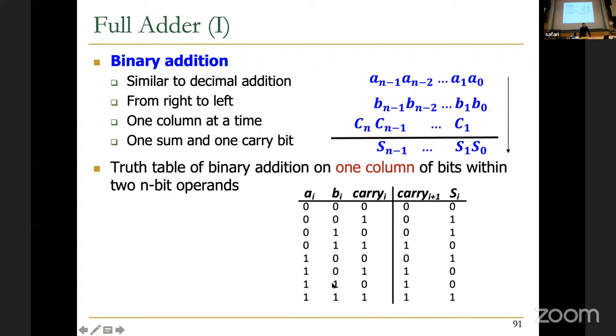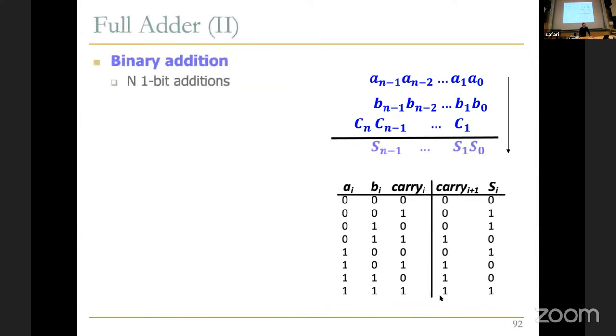If A is 1, B is 1, and carry is 0, the sum should be 0 in binary, because 1 plus 1 is 0 in binary. We're thinking about base 2. But you generate a carry because you overflowed the binary, right? As a result, you get 1 carry out over here. And 1, 1, 1 leads to 1, 1 over here in the carry and sum.